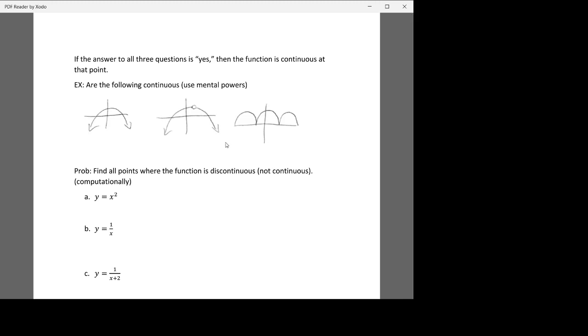Just use those mental powers again. So if you draw this, that looks continuous everywhere, so yes. How about this one here? You can see that little circle. That means we hop over that point. It's a bad point, so we say no.